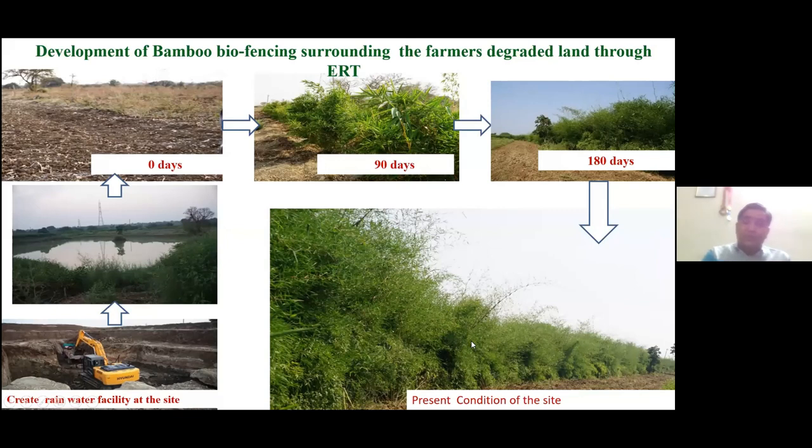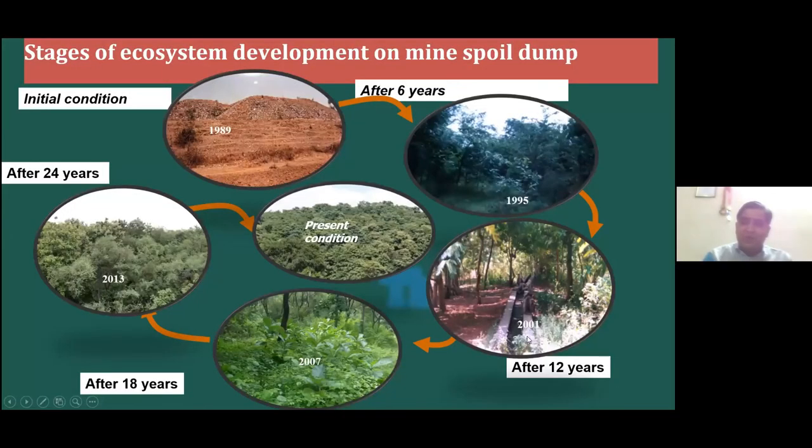So this is the mine spoil dump. We created this condition in 1989, 1995, 2001, 2007 and 2013, and this is the present condition. Within six years, we converted this mine spoil dump into this farm.